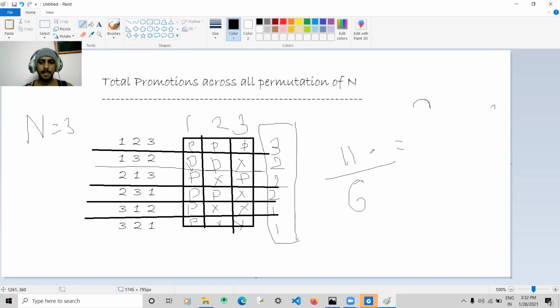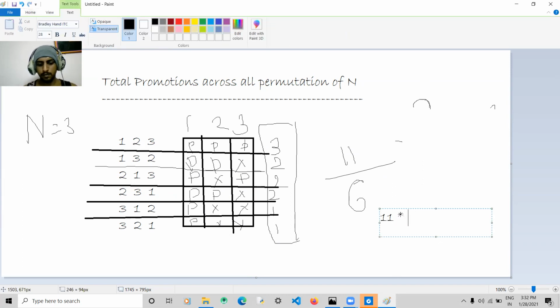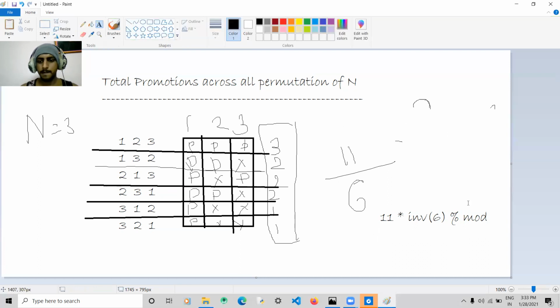This is our answer, and we will simply calculate 11 times the inverse of 6 mod whatever modulo is given. You can look on the internet how to find the inverse of a number, but how do we do that? So I'm going to erase this one here.